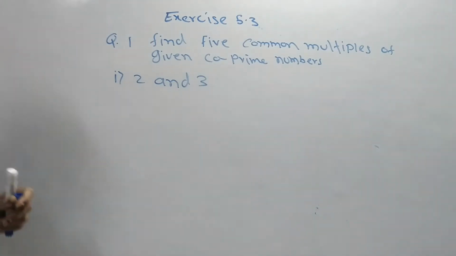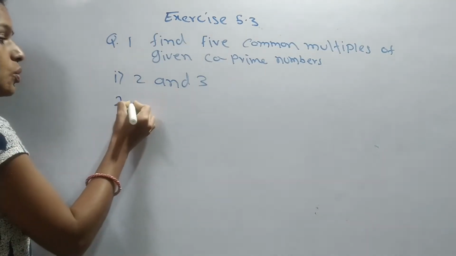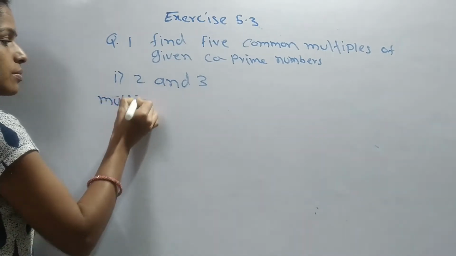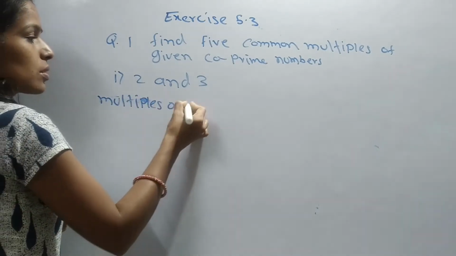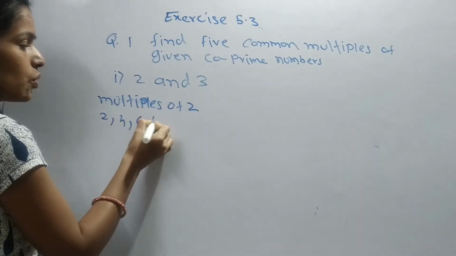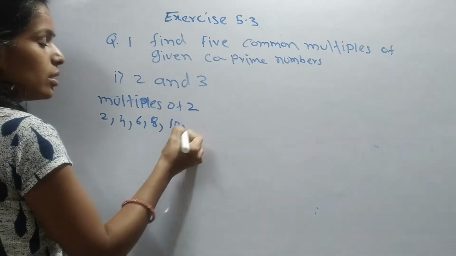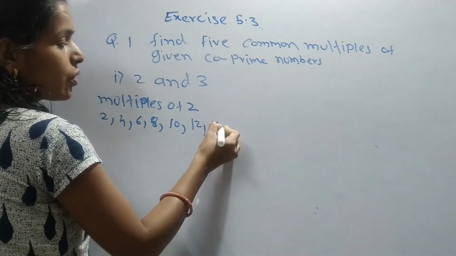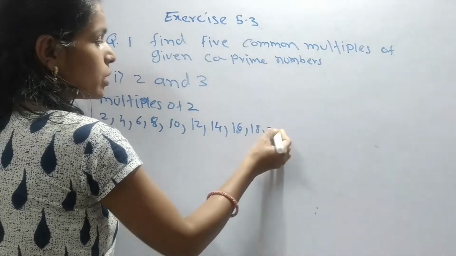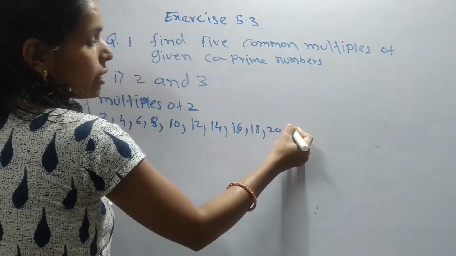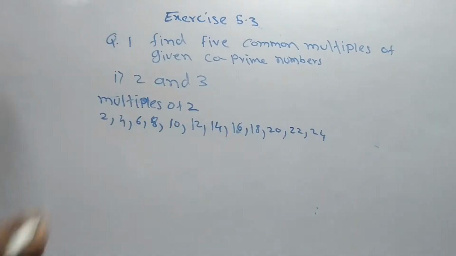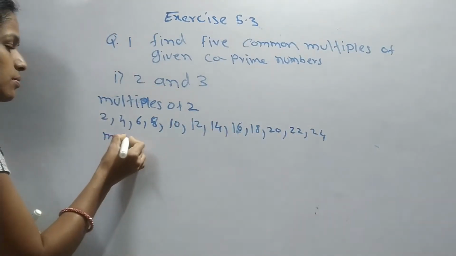Now what are the multiples of 2? 2 ones are 2, 2 twos are 4, 2 threes are 6, 2 fours are 8, 2 fives are 10, 2 sixes are 12, 2 sevens are 14, 2 eights are 16, 2 nines are 18, 2 tens are 20. Then 22, 24. A number has infinite multiples. Then the multiples of 3.